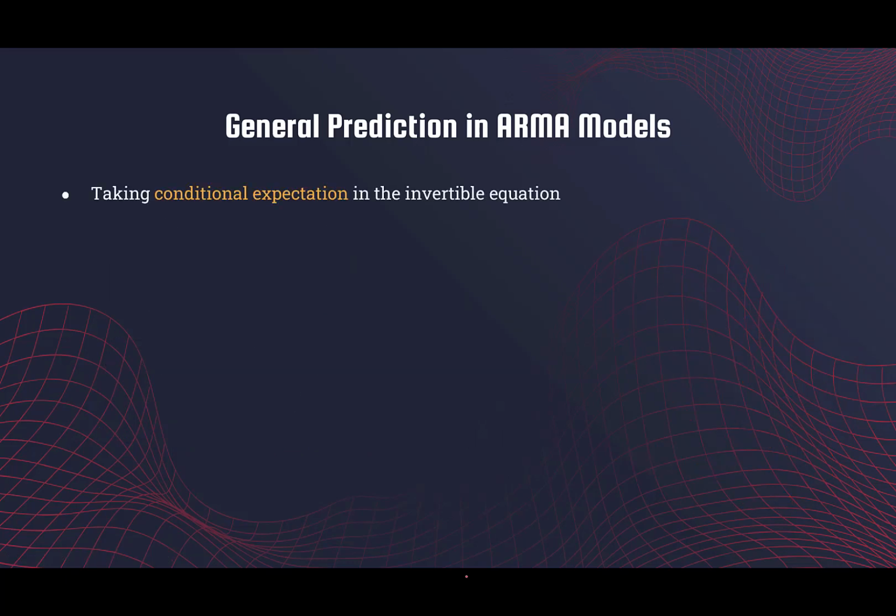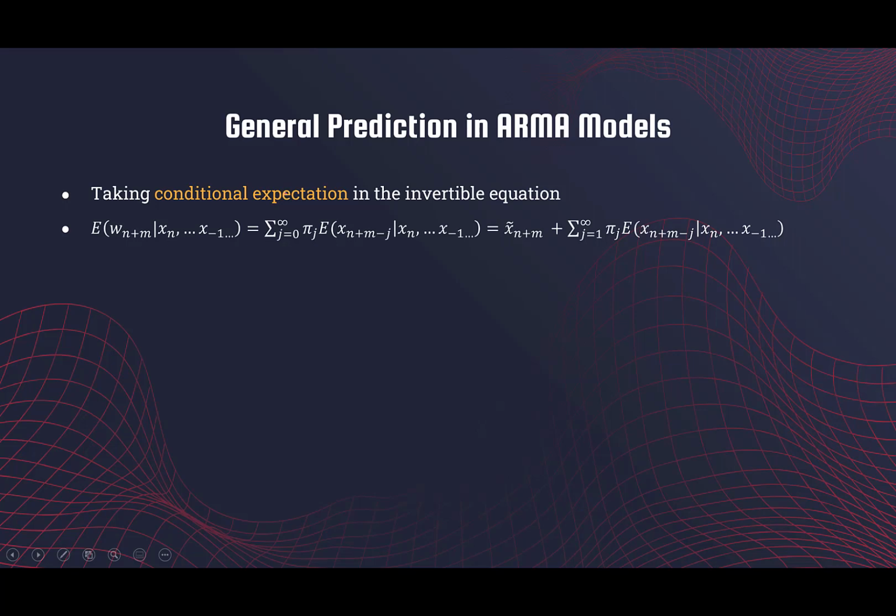So now we take the conditional expectation of the invertible equation, and this is what we get, right? So we just take conditional expectation on each side. So if j is equal to 0, we get this. So we know that pi 0 is 1, and this would be expectation of x n plus m given all of this, which is just x tilde n plus m, and then we have all of these other terms here, okay?